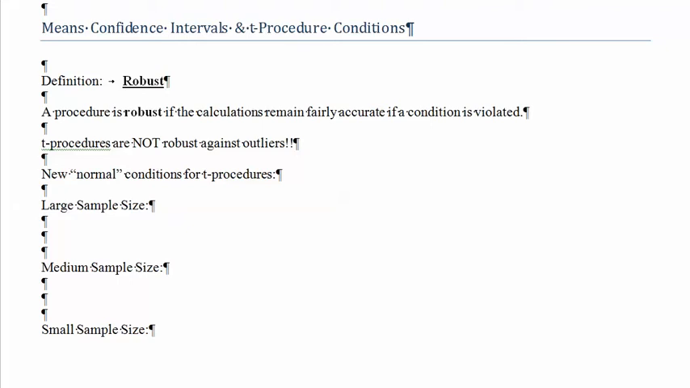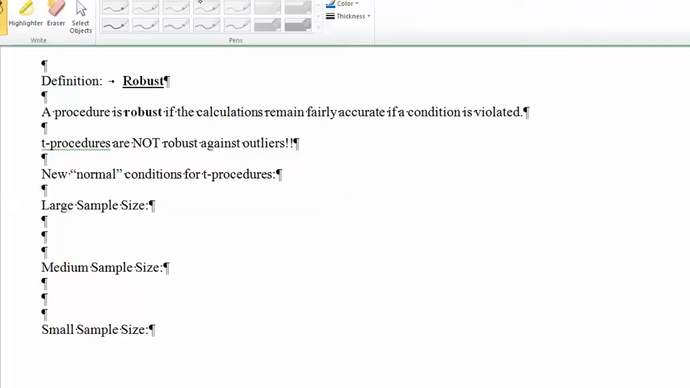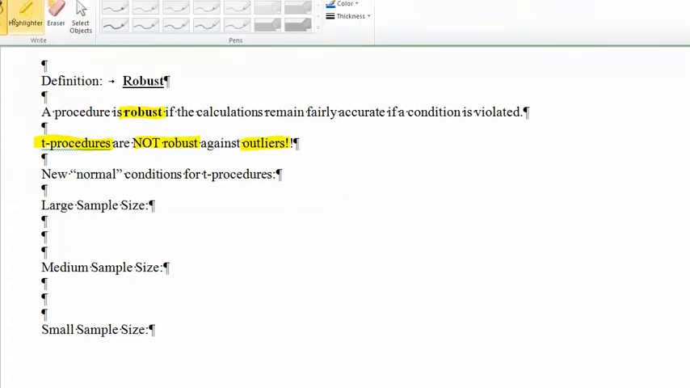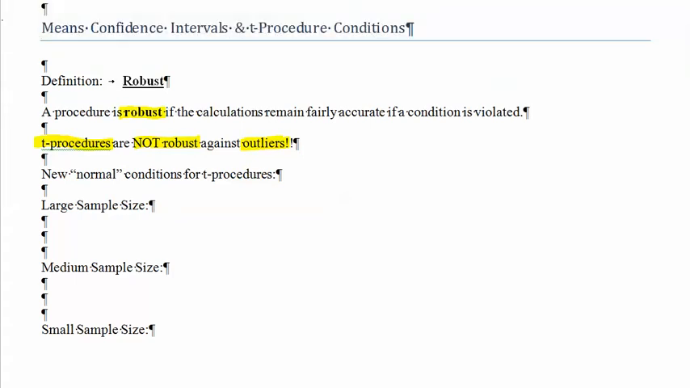So the means, confidence intervals, and t-procedure conditions. First I want to introduce a new word, robust. You might know that from outside of statistics, where it means sturdy or strong or something able to withstand changes. A procedure is robust if the calculations remain fairly accurate if a condition is violated. T-procedures are not robust against outliers. So if you have outliers, you're going to have troubles with t-procedures.